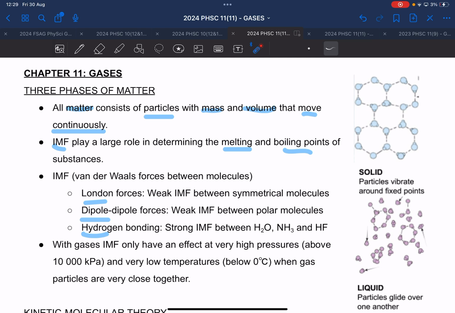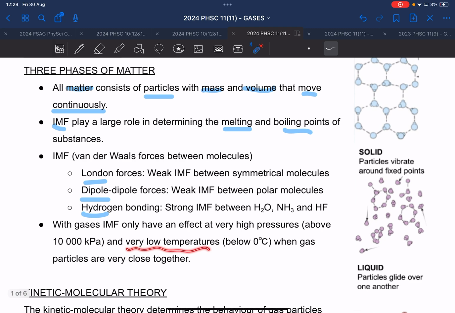Okay, so we do not want it to condense. We do not want it to form a solid. We want to work with gases. So when we have very low temperatures or very high pressures, it condenses. So then it's not a gas anymore. So we want to work with the opposites. We want to work with low pressures and high temperatures. Okay, so I say here, with gases, the intermolecular forces that cause it to change phase have an effect at high pressures and low temperatures when the particles are close together.